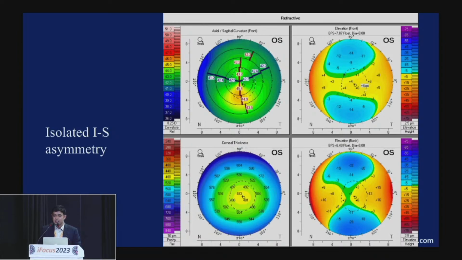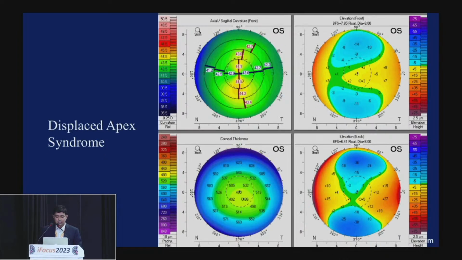With an isolated IS asymmetry, when everything else is completely normal, you should also see how the patient has been imaged. There is something called a displaced apex syndrome, that is when the patient is slightly looking up. So what happens is, instead of imaging the central cornea as the center, you might start imaging the slightly inferior paracentral cornea as the center, because of which you may have a significant IS asymmetry. And this can be ruled out by repeating the scan, refocusing, and usually it goes away.